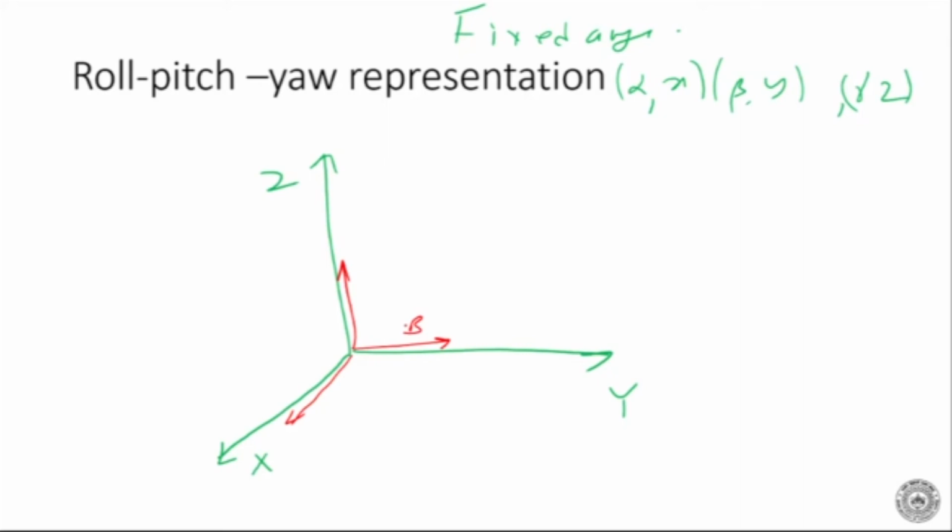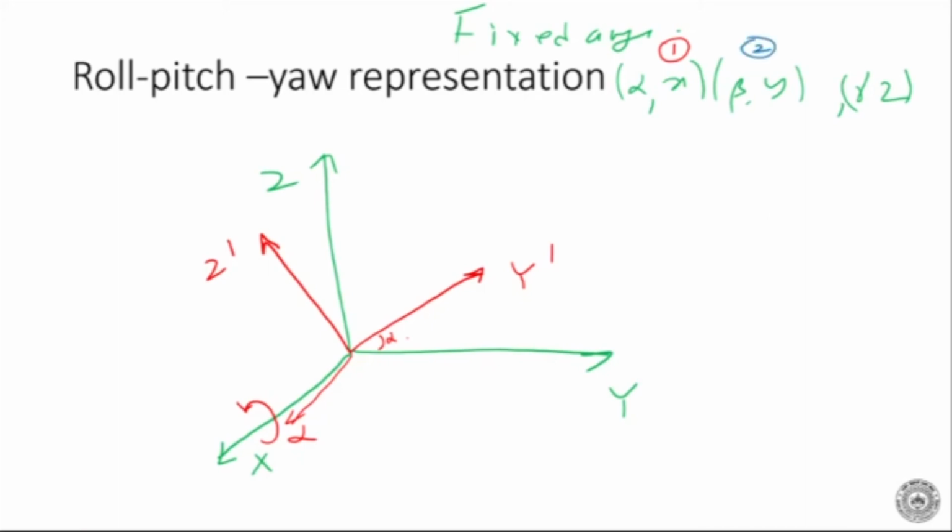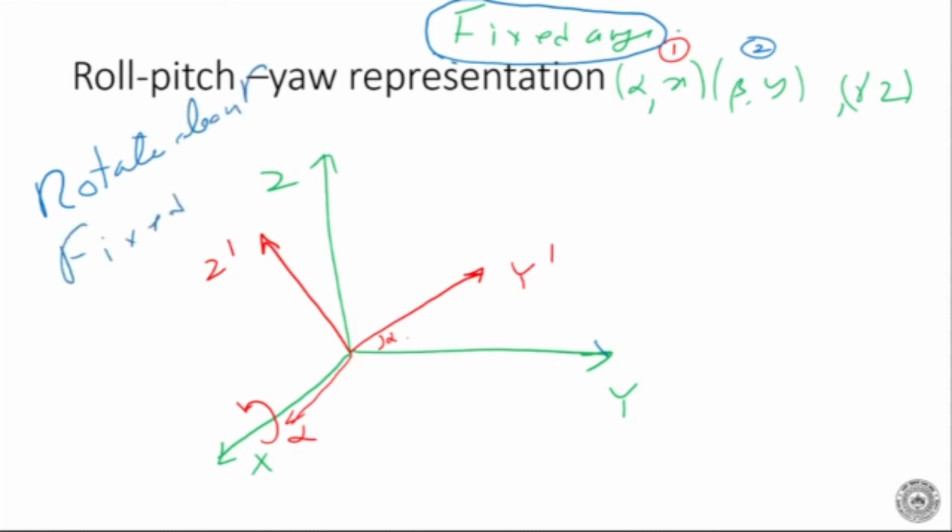First I rotate about the x-axis by an angle alpha. So what will happen is B will come here now. So y dashed and z dashed have come here. This is an angle alpha. Then I rotate by an angle beta about the y-axis. Now which y-axis? This is called fixed angle rotation. We are rotating about the fixed axis.